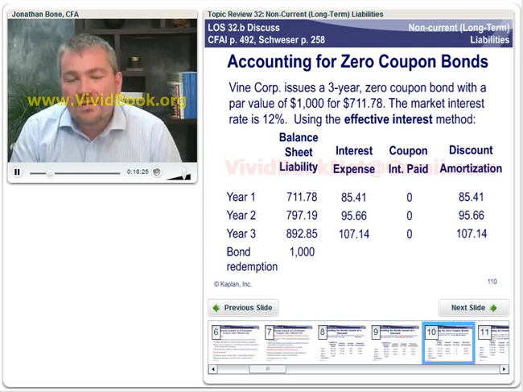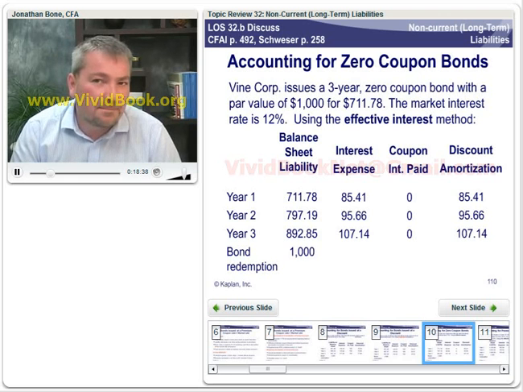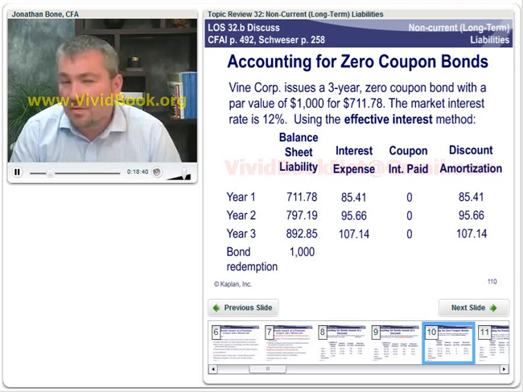Now notice then the way we compute the interest expense is exactly the same. Take the opening liability, 711.78, times the market rate at the time of issuance, 12%, to get 85.41. Compare that to the coupon. Well, of course, it's a zero coupon bond. There is no coupon. And therefore, the interest expense is purely made up of the amortized discount.